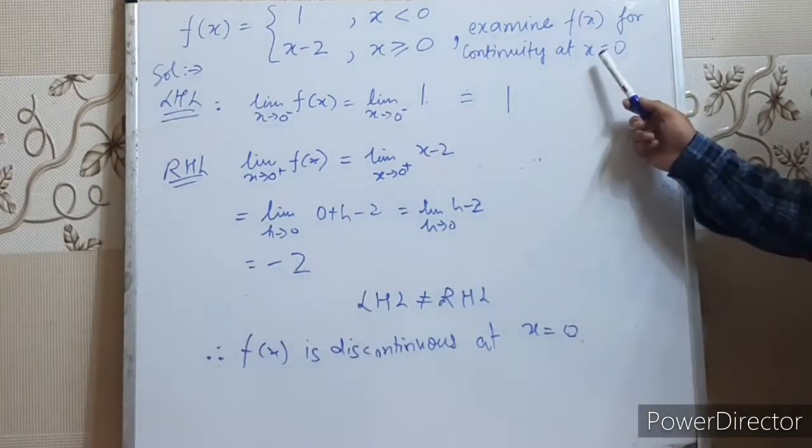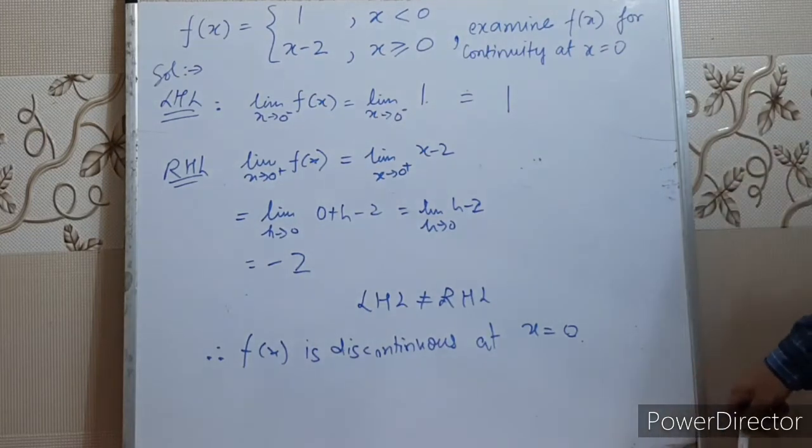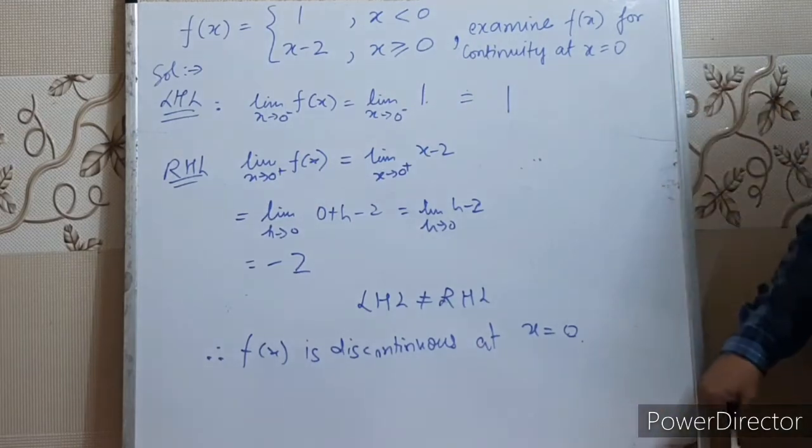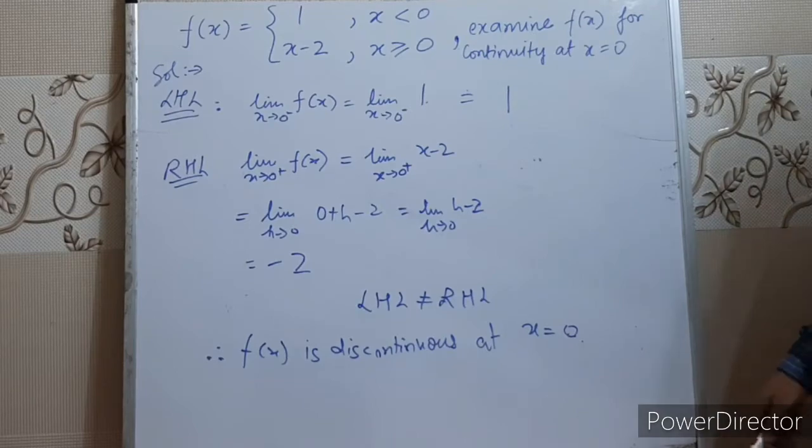Now we have to examine the continuity, to see whether the function is continuous or not at x equals 0. So how do we check the continuity at x equals 0? By finding the left hand limit, the right hand limit, and the value of the function at x equals 0. If all three values are equal, then we can say that the function is continuous at x equals 0, otherwise discontinuous.